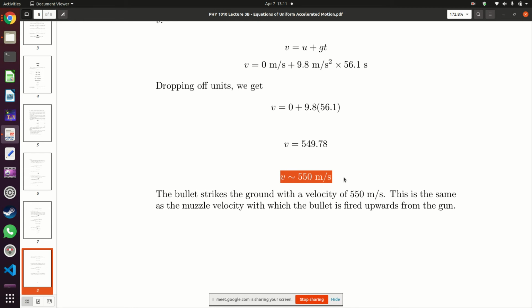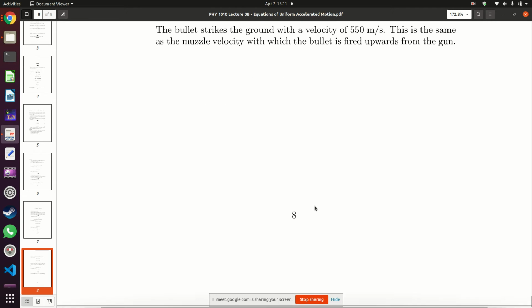So there are a couple of things here. If the distance through which the bullet rises and falls is the same, then the rise time and the fall time are going to be the same. But they are not the only things that are going to be the same. It also means that the velocity with which the object is fired from the gun and the velocity with which it hits the ground will be the same. Are we clear?